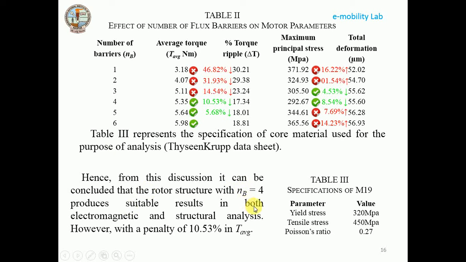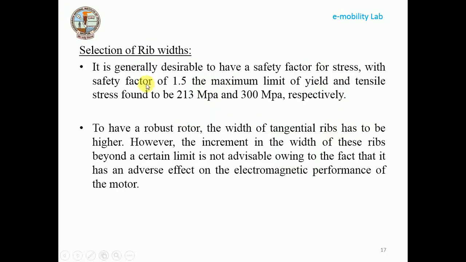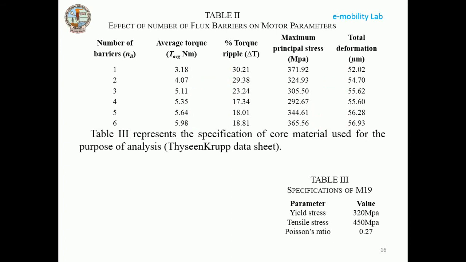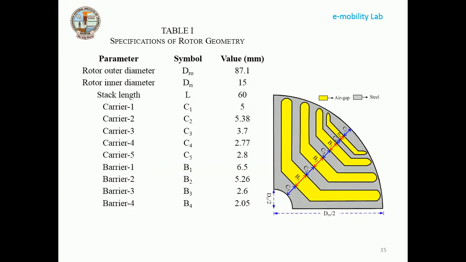So this is the conclusion I already told. That's why we have gone for 4 barriers. Next, selection of rib width. I told you what a rib is. We have 2 ribs in the structure. This is called the tangential rib. Another rib will come, that is the radial rib. I will tell you later what the radial rib is. So this is the tangential rib.